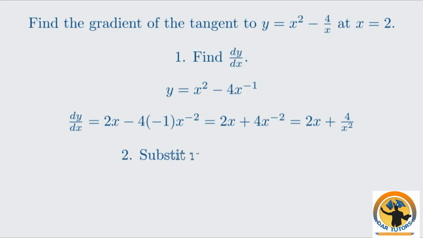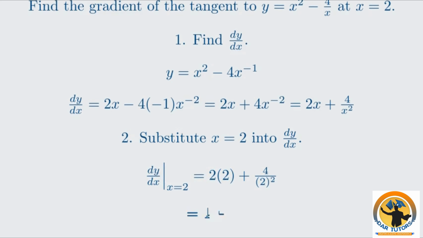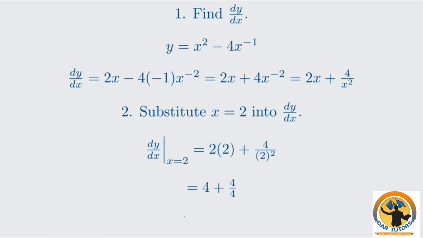The second step is to substitute the given x value into the derivative. We need to find the gradient when x equals 2. Substituting 2 into our derivative, we get 2 times 2 plus 4 over 2 squared. This is 4 plus 4 over 4, which is 4 plus 1, giving us a final gradient of 5.